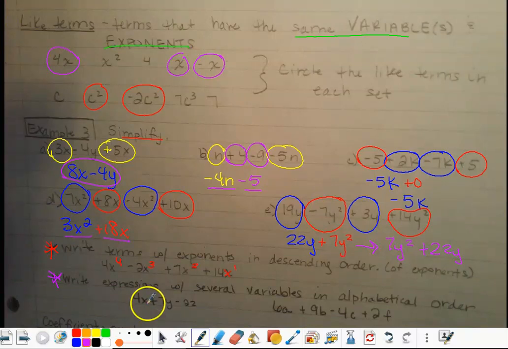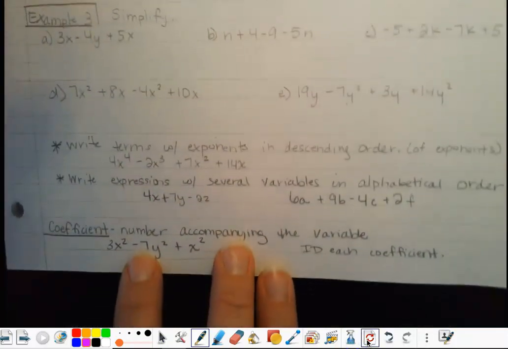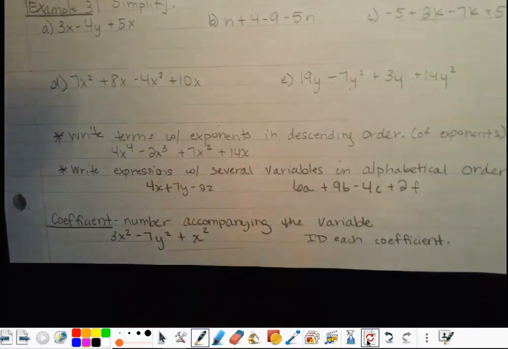So the example here is 4x plus 7y minus 2z. So x, y, z is alphabetical. The next one, 6a plus 9b plus minus 4c plus 2f. We put them in alphabetical order. That is just best practice when writing your answers. All right, so let's go down and look at one more thing there, a coefficient. Coefficient is the number accompanying the variable. So in this problem, 3x squared minus 7y squared plus x squared.